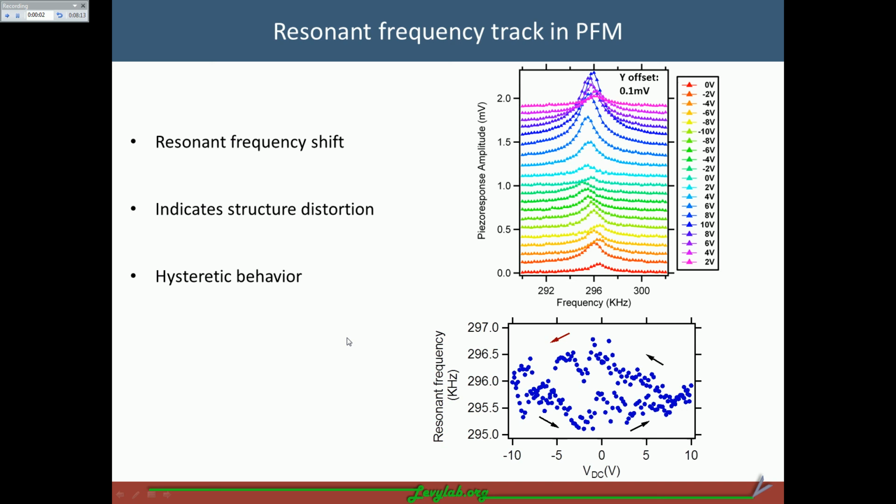To understand this, we did a detailed study of the piezo response signal. We tracked the resonance frequency in the piezo response spectrum, and we find that there is a resonance frequency shift as the DC bias changes. Such a resonance frequency shift also shows hysteresis. All this indicates there could be a structural distortion happening in our devices.